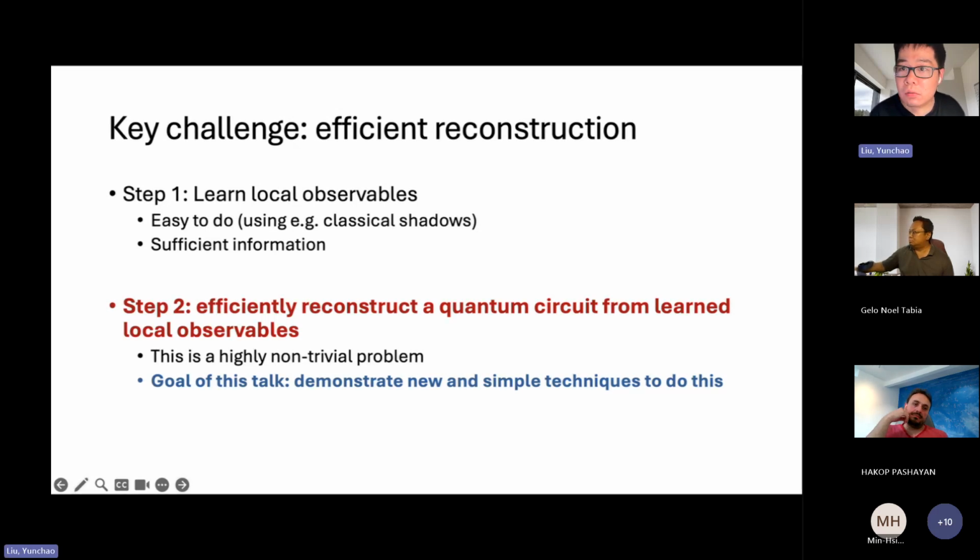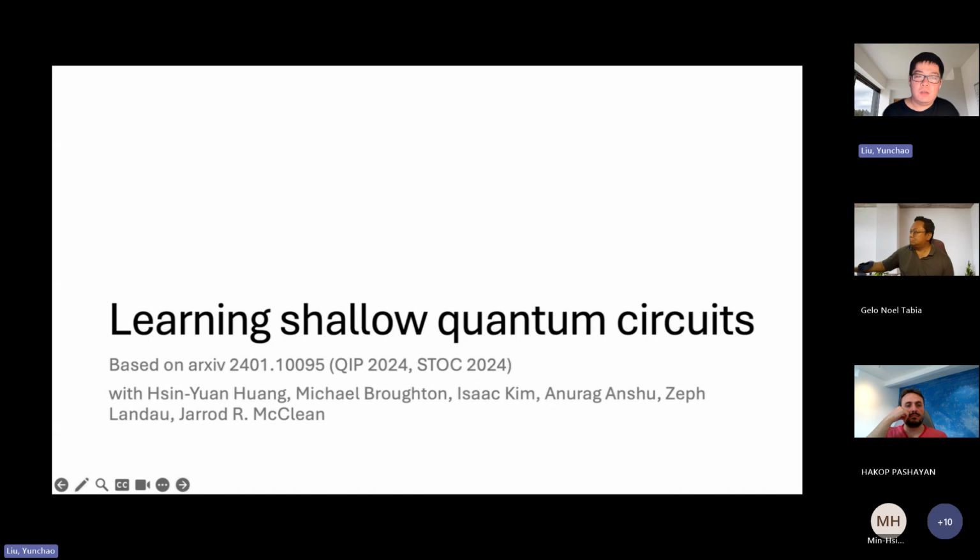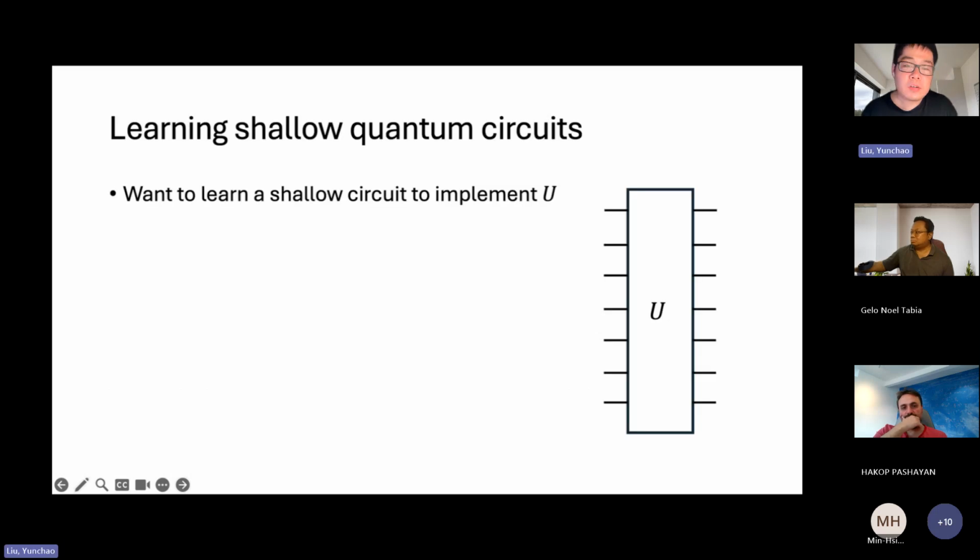Okay, let's start with learning shallow quantum circuits, based on this joint work. Again, here we are just given access to this black box U, and we are promised that there is some underlying shallow quantum circuit that implements this black box. Our goal is to develop a learning algorithm that interacts with this black box, and eventually learn a shallow circuit to implement U.